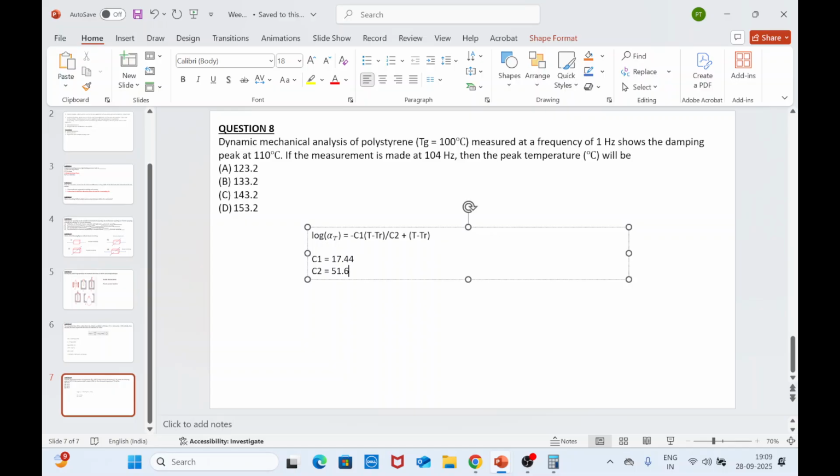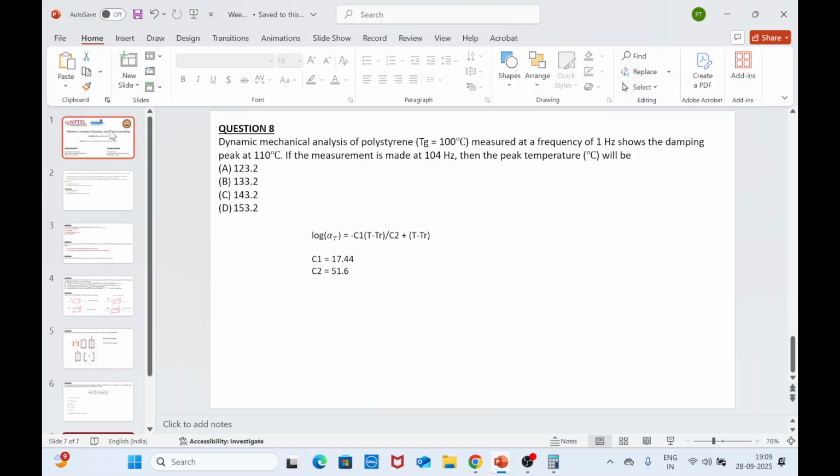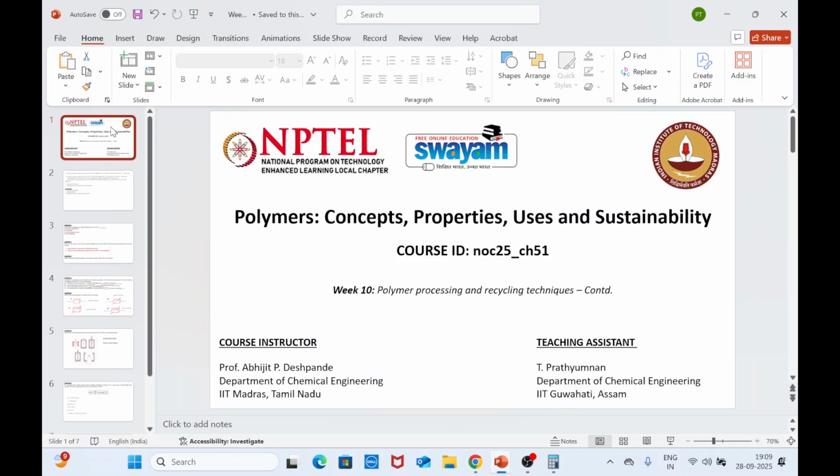I'll leave it here. Try to solve this question and let's see. If you are able to calculate the value of alpha T, then this question gets simplified. It's just an arithmetic one. So think about how to solve this question. For today, it is only this much. If you have any doubts, you are welcome to ask me.